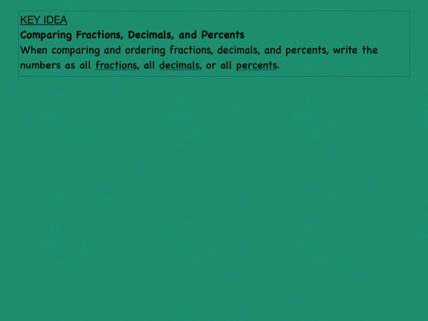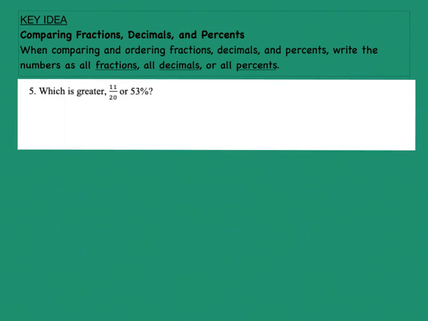In our next section, we will learn about comparing fractions, decimals, and percents. When comparing and ordering fractions, decimals, and percents, write the numbers as all fractions, all decimals, or all percents. Let's look at some examples. Example 5. Which is greater, 11 over 20 or 53%? To compare these two numbers, we will express both as fractions or both as percents.